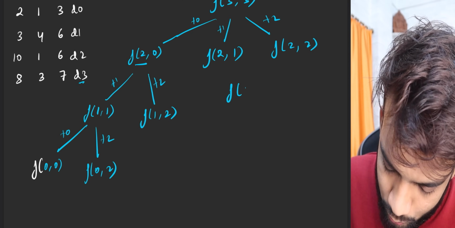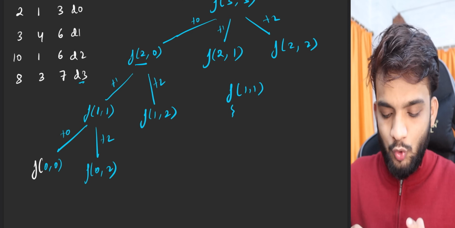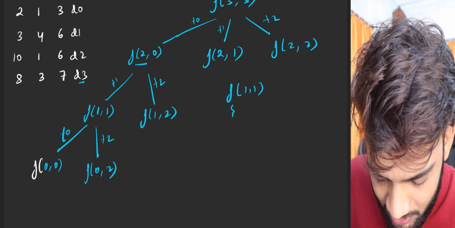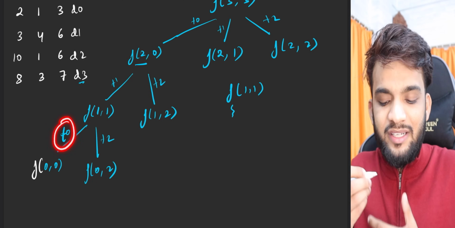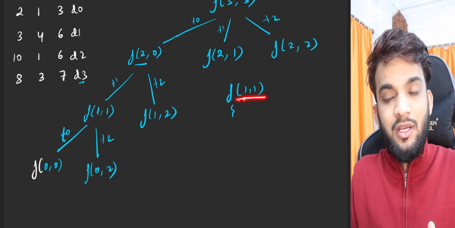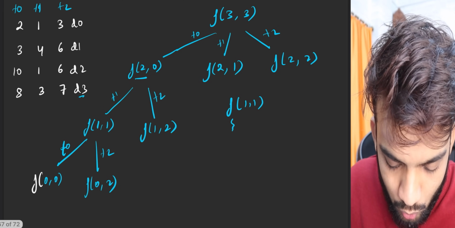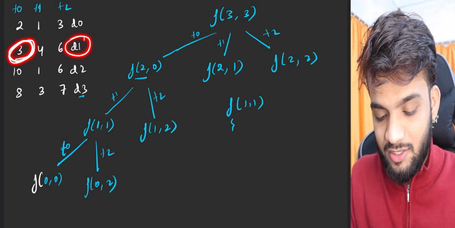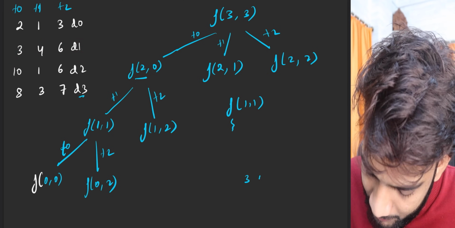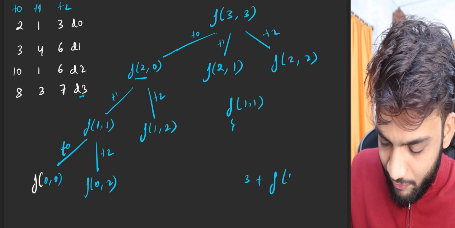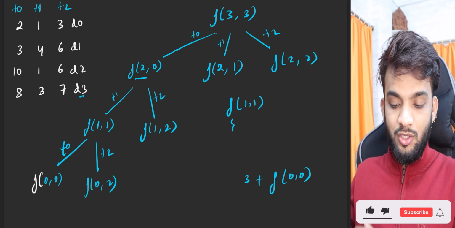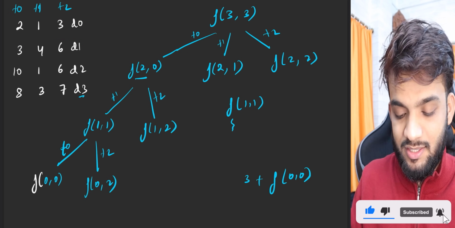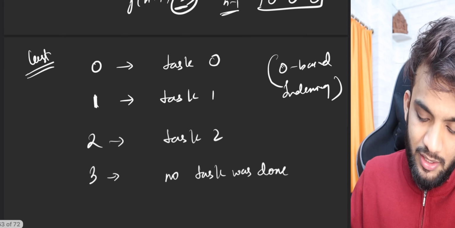Where were you? You're at f of 1 1 and you called something like you performed task 0. If you perform task 0, what will be the points that you add on f of 1 1? You're performing task 0, so on task 0, it's 3. 3 is what you'll add if you perform task 0. So 3 plus, you're calling f of 0 comma 0. Remember this. Whenever this f of 0 comma 0 goes, it's a base case.